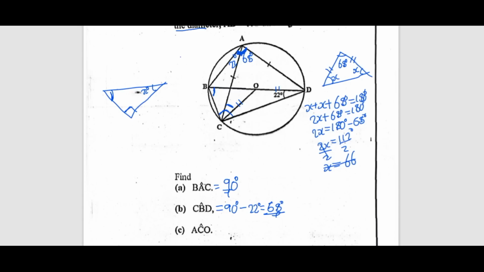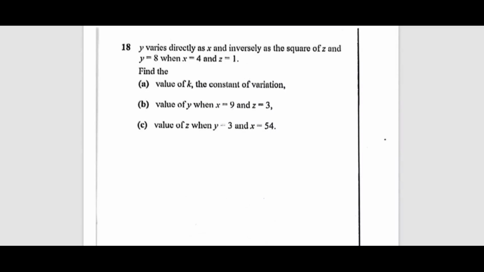So x is equal to 56, not 66. So this means that this angle here is 56. Even this angle here is 56. Now if we have 22 here, we are going to subtract 56 minus 22. So we are going to get 34 degrees. So this is our final answer. Then we go to question 18.